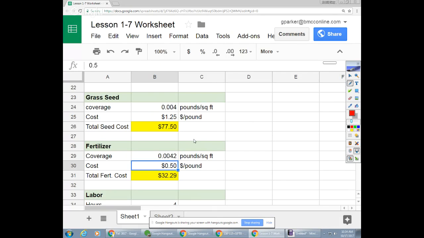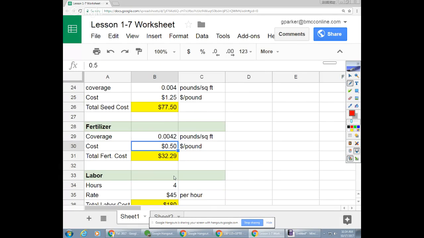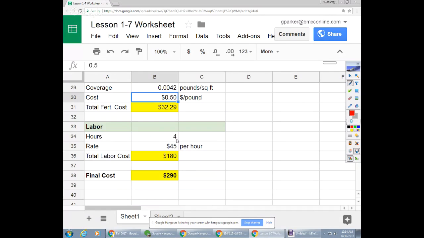And I got that the fertilizer was $32.29, and $45 an hour for 4 hours was $180, and mine added up to $290. You got the $290 when you redid it, okay. And I'm not showing decimals there, so if I show decimals, it'll probably look a little different. Yeah, that's what I saw. I got 289.79. And again, if we round at different stages, our answers are going to be slightly different, but we better be in the ballpark, right?